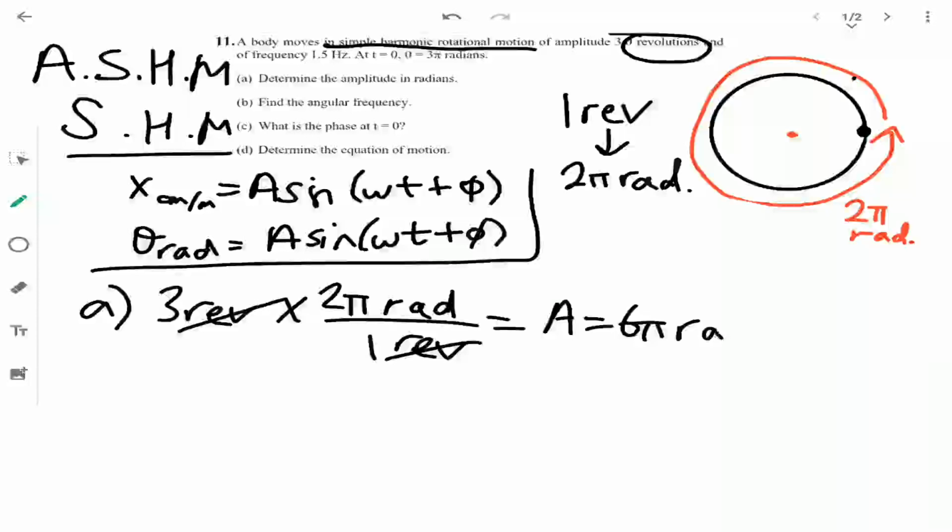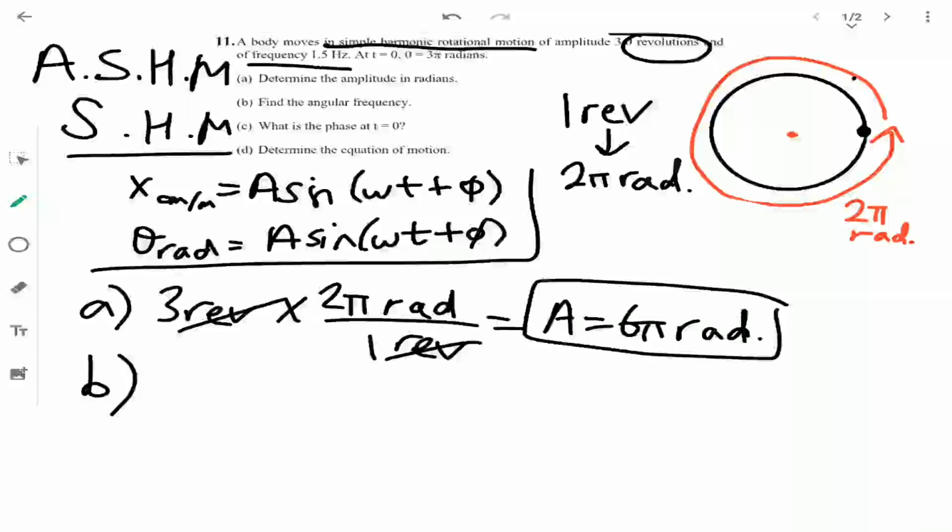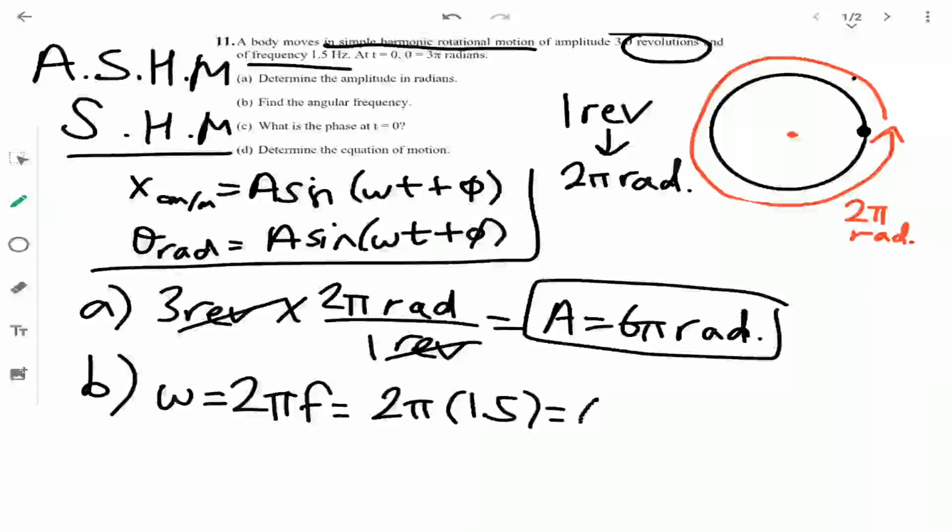Let's go to part B. Find the angular frequency. Very easy to do, it is the exact same formula and we have the frequency. So all I have to do is omega equals 2 pi f, which is 2 pi times 1.5, which gives us 3 pi radians per second. Or if you want to keep significant figures, you can do 3.0 pi radians per second.